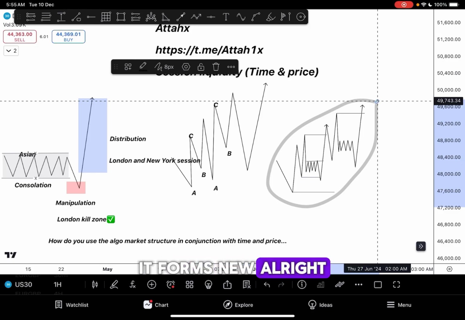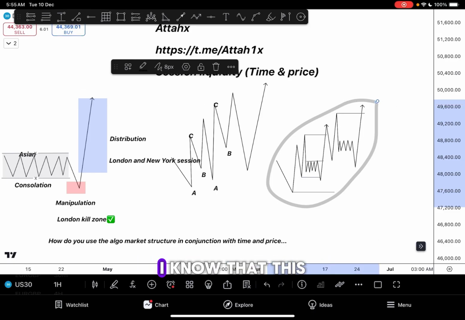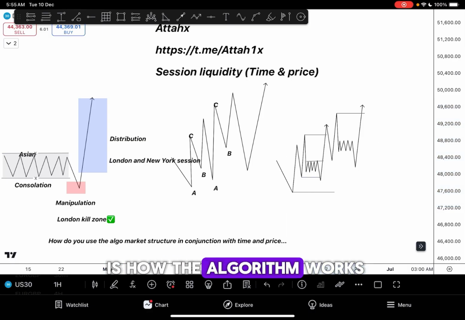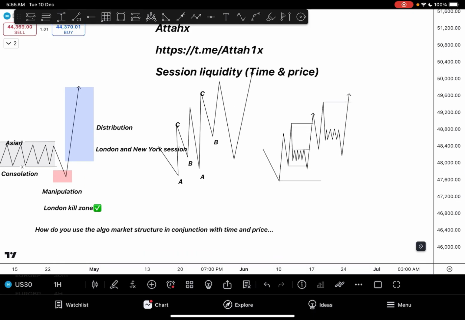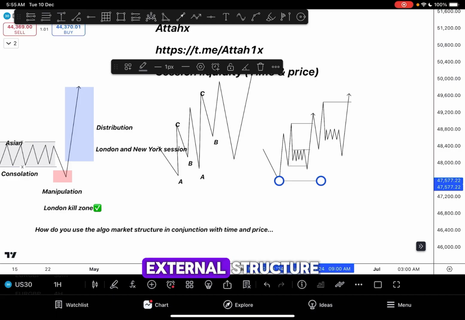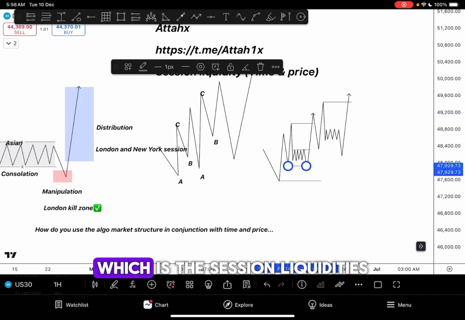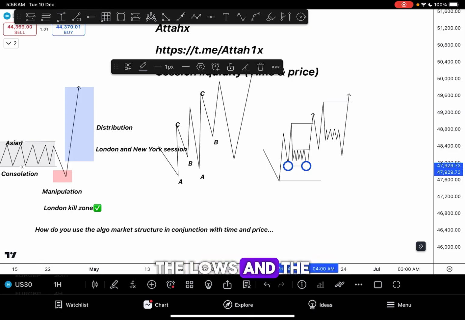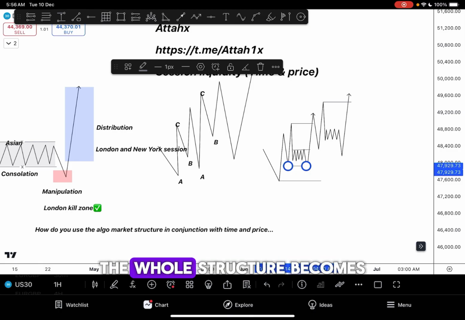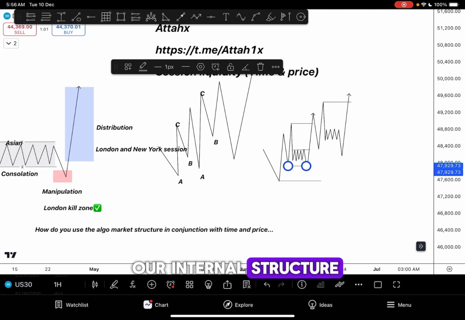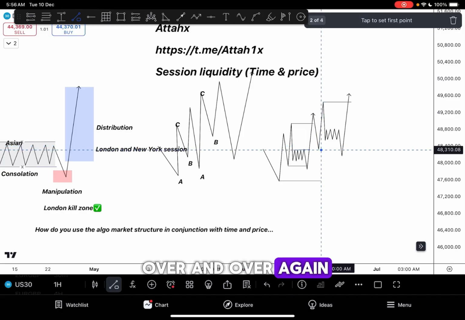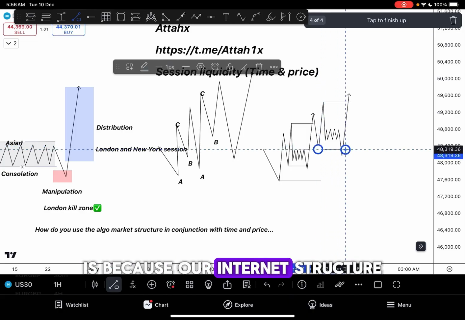No. All right? I'm showing you this because I know that this is how the algorithm works in conjunction with the power of 3, which is the consolidation, manipulation, and distribution. Now, you can see that we identify this as our external structure. And this, which is the session liquidities, the lows and the high inside the whole structure, becomes our internal structure, right? The same thing over and over again. This becomes our internal structure.